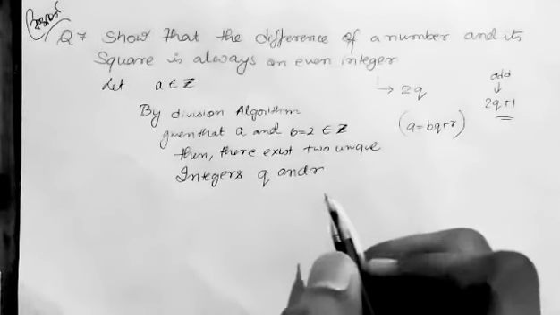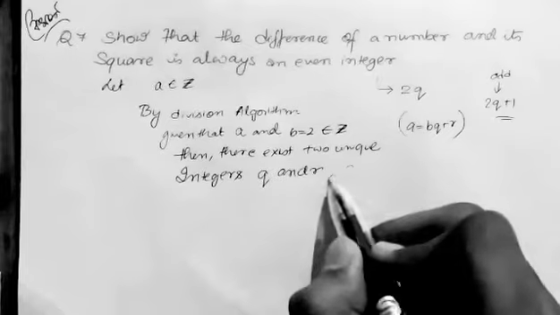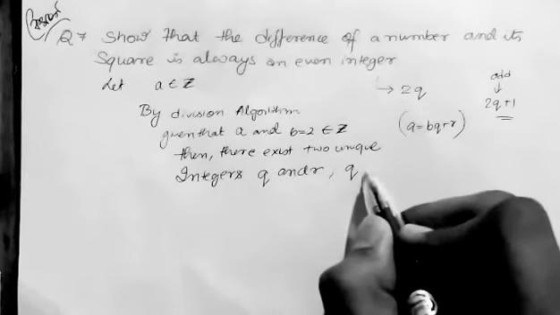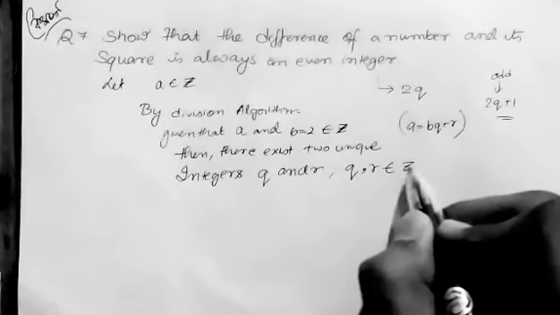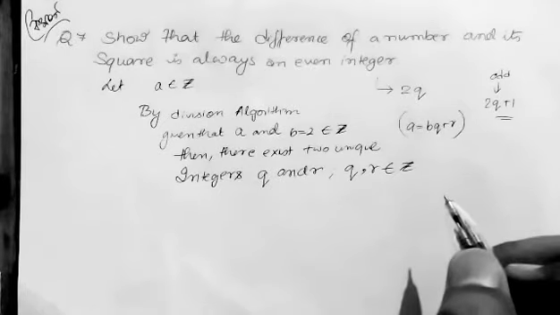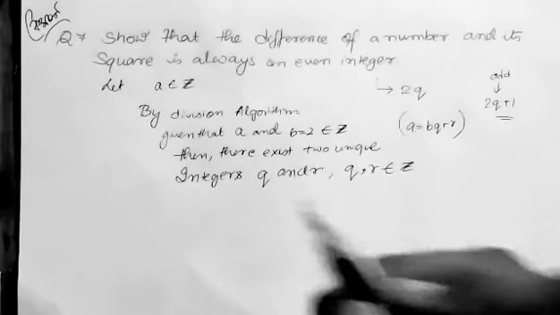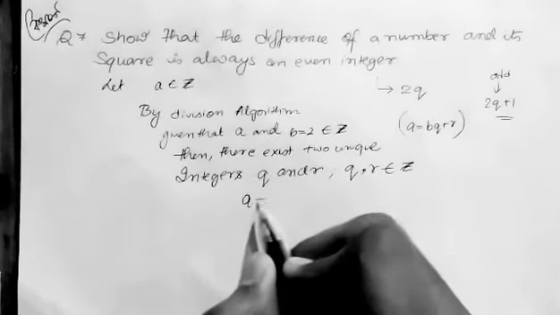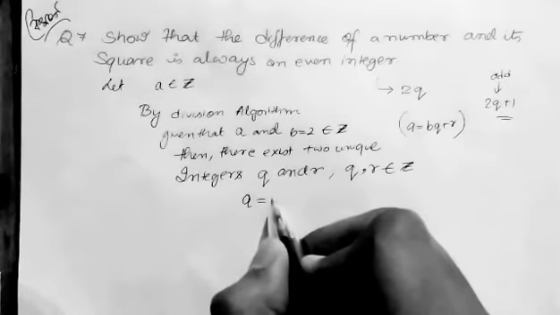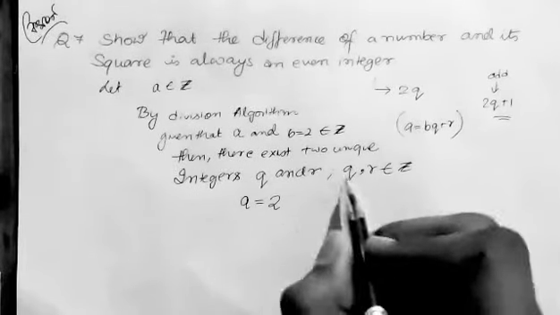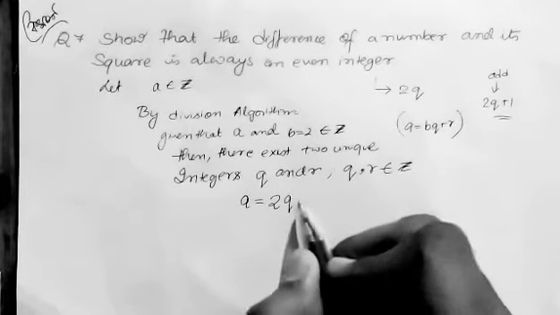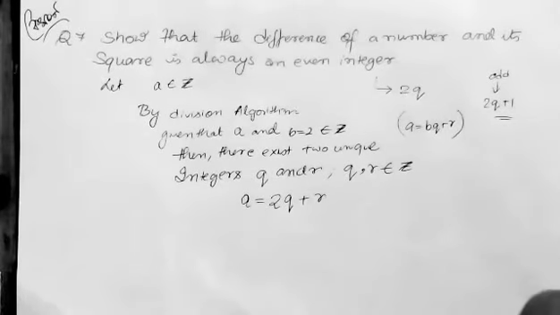Okay, there exist two unique integers q and r, where q, r belong to integers. Then if this is so, we can write that a is equal to, since we have considered the value of b to be 2, 2 into the quotient q plus the remainder. So this is the required statement.